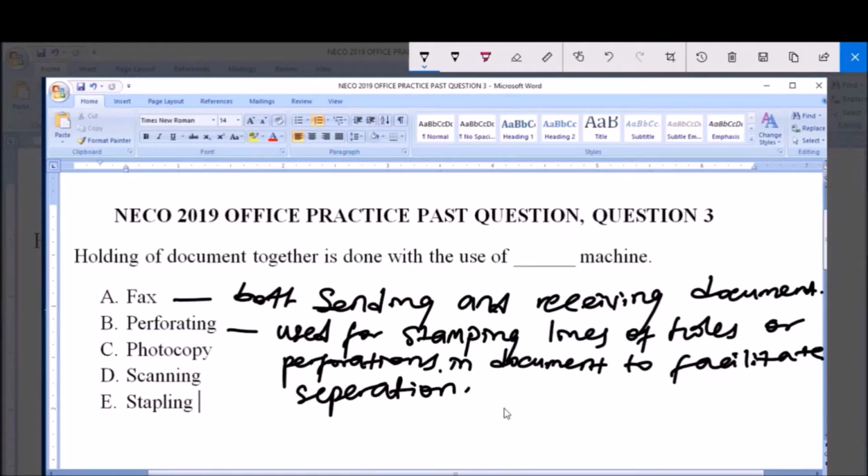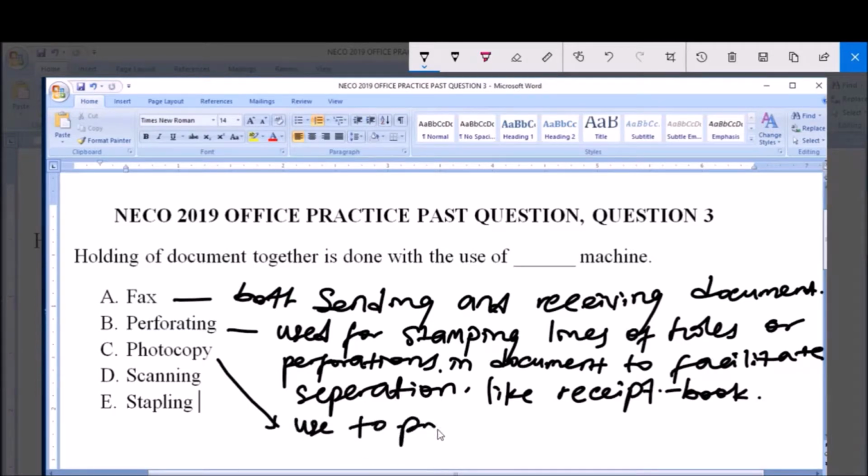An example, you see this in what? In receipts book. Like in receipts book, you notice that lines of holes are made for the purpose of easy separation. This is actually done by the perforating machine. Now C here says photocopy machine. Photocopy machines are simply used to produce duplicates of an original document.